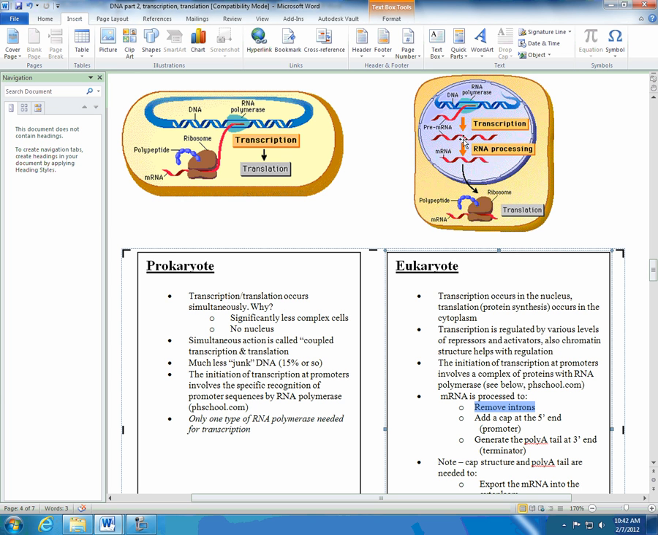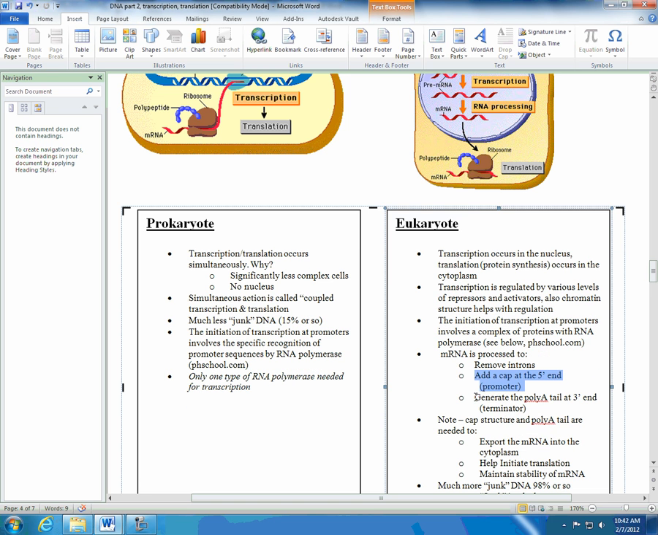So here's your mRNA. It got processed to remove introns from here. It also had to add a cap at the 5' end, which they call a promoter. And then you had to generate the poly A tail at the 3' end, which is our terminator. That tells it, hey, stop the transcription process.